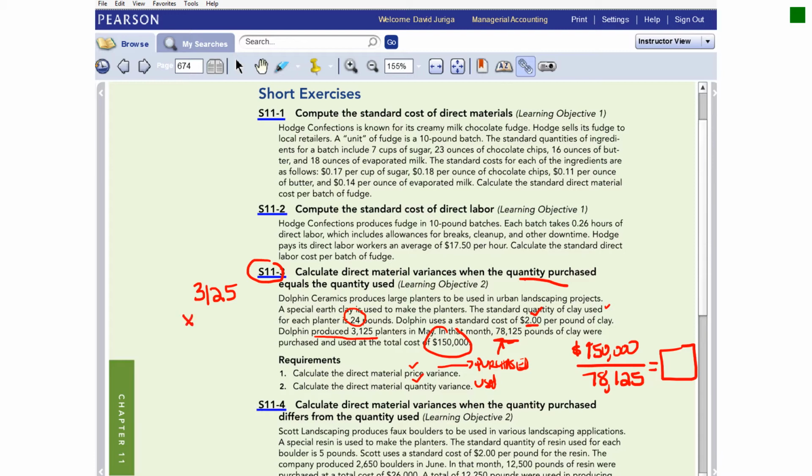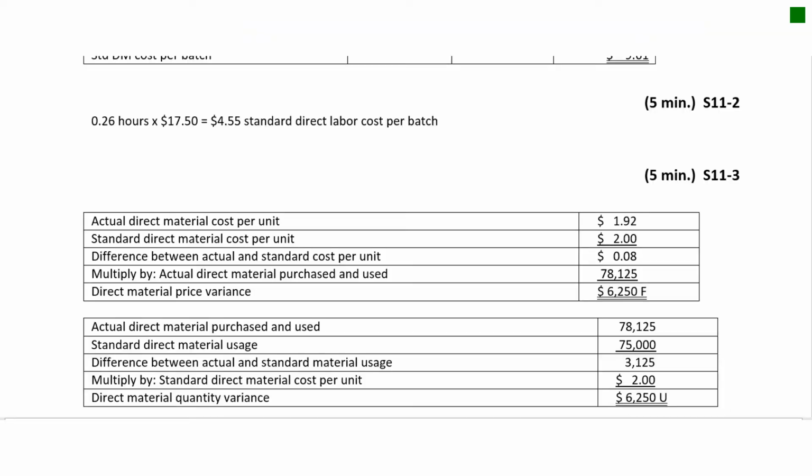So what you'll have to do is take that 3,125 and multiply it by 24. That's the standard quantity allowed. That's going to be essentially the number you're going to compare to the 78,125. That essentially is the standard quantity that you should have used to produce 3,125 planters. So again, we'll show you the exact numbers in the next slide.